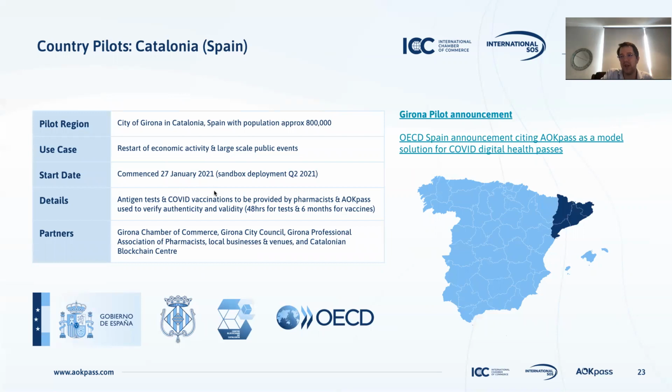They wanted to do antigen tests and also provide information from COVID vaccinations. So we used our privacy-preserving blockchain technology to engage with the Girona Chamber of Commerce and a blockchain professional organization there. And what was interesting is you have to have a source of the information, right, an issuer. So in this setting, we used a pharmacy organization, which worked out very well.